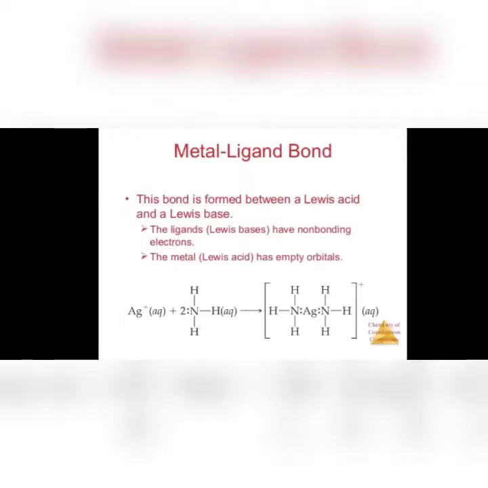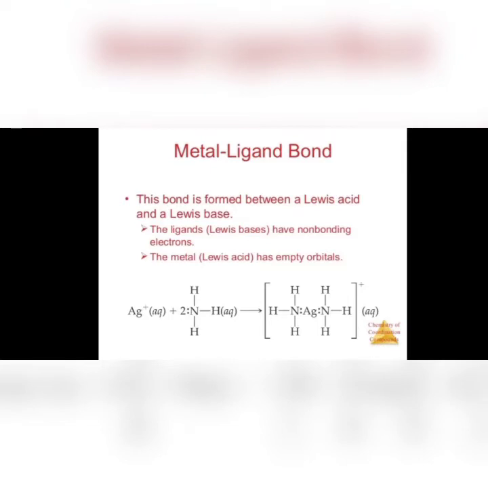So now let us understand this metal-ligand bond. This bond is formed between your Lewis acid and Lewis base. Here the ligands which we are having are termed as your Lewis bases. And why is it so? Because it donates the electron. And your central atom, which is your metal atom, basically your D block elements, are termed your Lewis acids. Why are they termed as your Lewis acids? Because they accept the electrons.